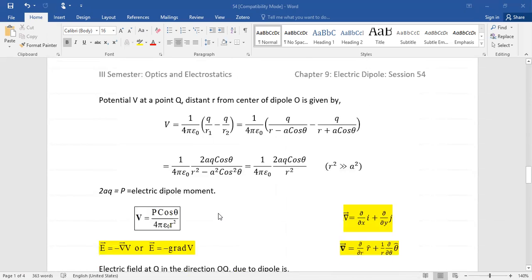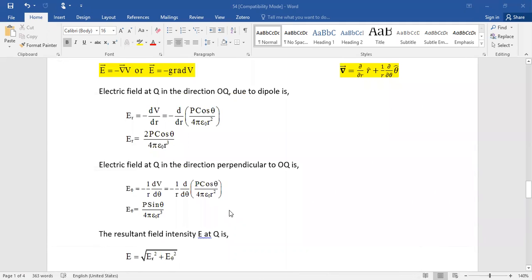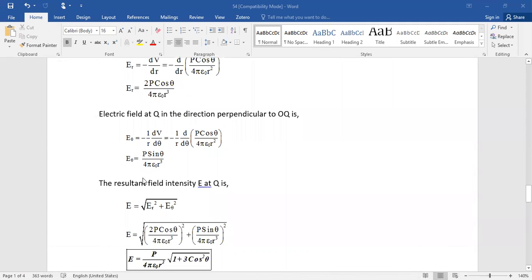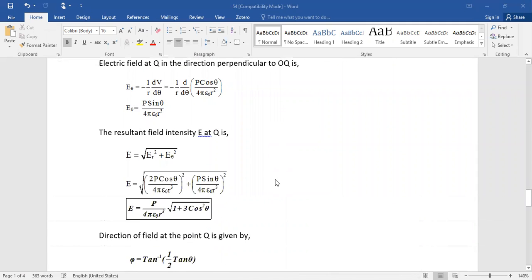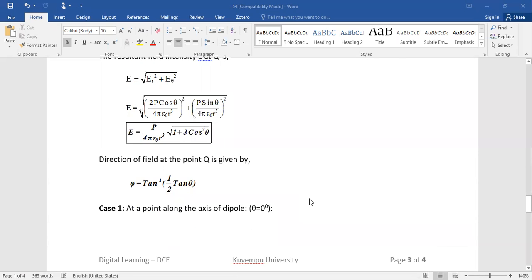Tan phi is equal to E theta by E R. Divide E theta by E R. After division, you will get tan phi is equal to half tan theta, or phi is equal to tan inverse of half tan theta. This phi gives the direction of the net electric field.